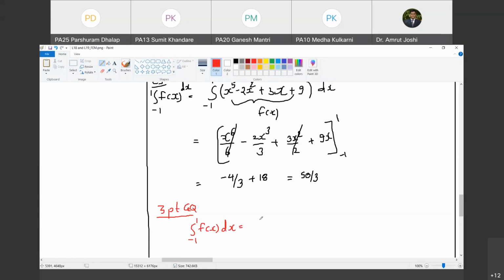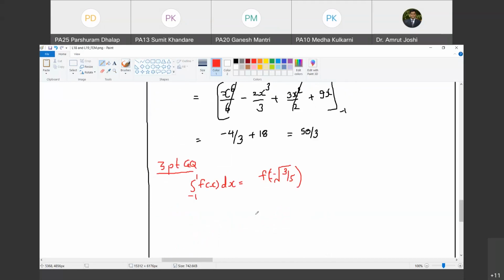It is nothing but f of x1. But what is x1? Minus root 3 by 5. So f of minus root 3 by 5, associated with that weight is 5 by 9. So 5 by 9 into this, plus 8 by 9 into f of 0, plus 5 by 9 into f of root 3 by 5. This is what is going to be the answer.